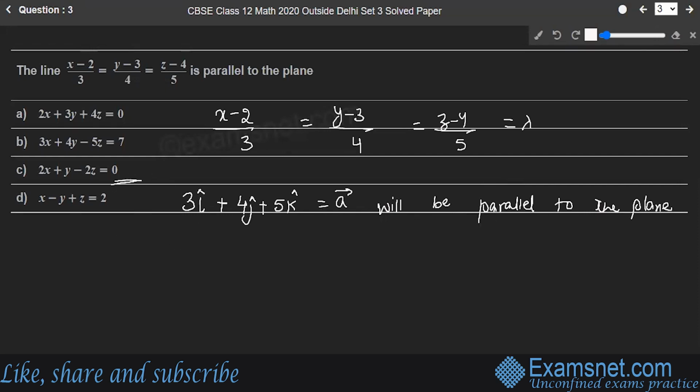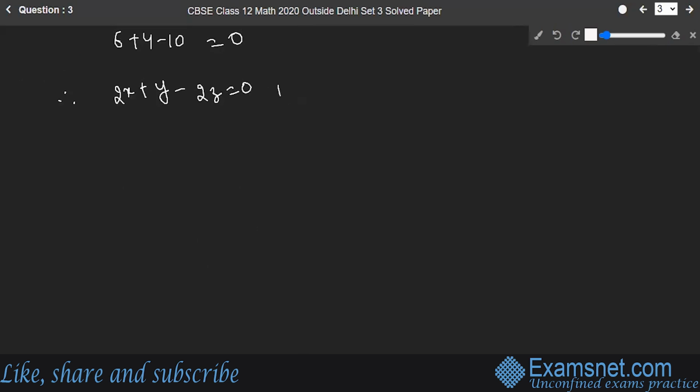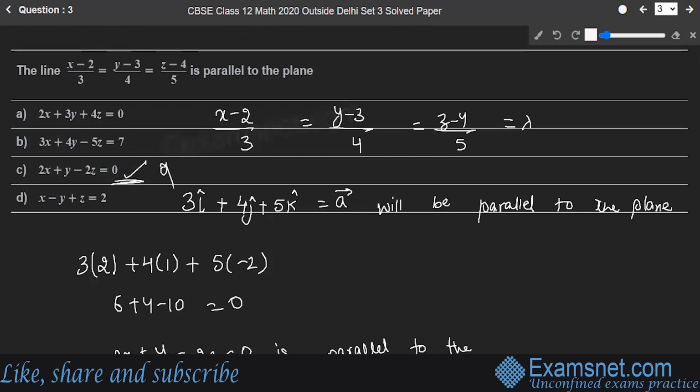So if I go with this option C, over here, 3 into 2, 4 into 1, 5 into minus 2, this will be 6 plus 4 minus 10, which is equal to 0. Therefore, 2x plus y minus 2z is equal to 0 is parallel. This plane is parallel to the given line, which makes option C the correct answer.